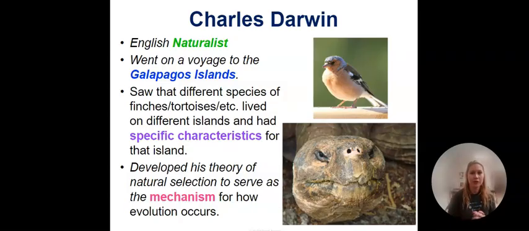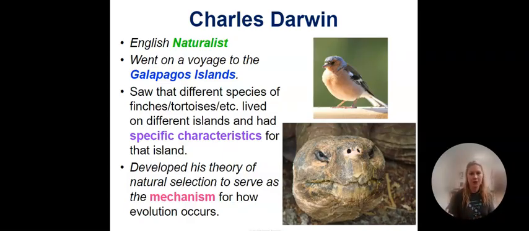If we talk about evolution, we of course have to talk about Charles Darwin. He was an English naturalist. The term biologist didn't exist back in his day, so he was known as a naturalist, but today he would be a biologist. Basically, Darwin is famous for a couple of things. Number one, he went on a voyage. He had a lot of money and spare time, so he decided to travel around the world, and his most famous stop along this voyage was the Galapagos Islands.